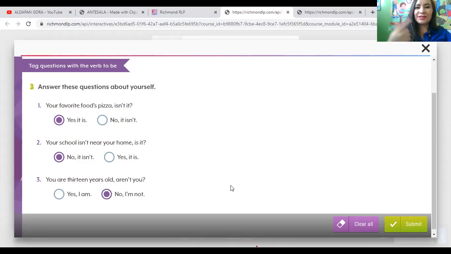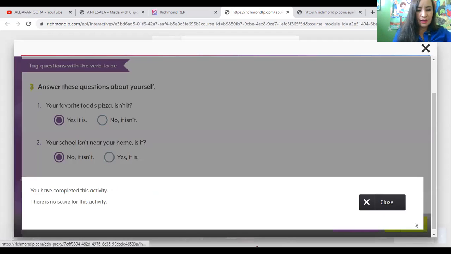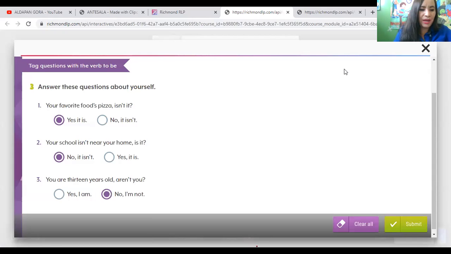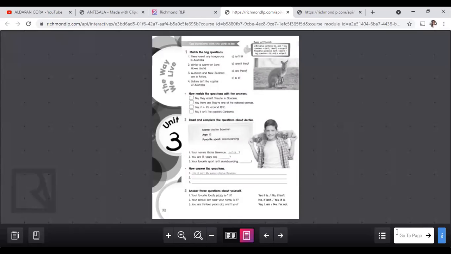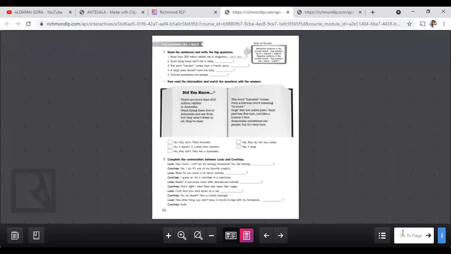Okay, these answers are about yourself. Well, the message we have in here is you have completed this activity. There is no score for this activity. Why? Because this is something about yourself. For that reason, we don't have a score on this activity. Let's close this and let's continue with page number 34. Please, everyone, go on page number 34, please. This is the page.